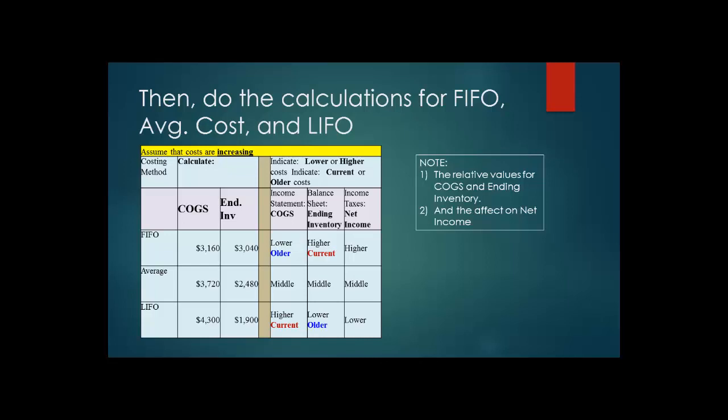Now the opposite is true for the balance sheet. With FIFO, when prices are increasing, the cost will be higher. $3,040 is higher than $1,900. And of course, average cost will be right in the middle. Now, whatever you're doing to cost of goods sold, if you're using lower costs, the FIFO method, then net income will be higher. If you're using LIFO and you have higher costs, net income will be lower.